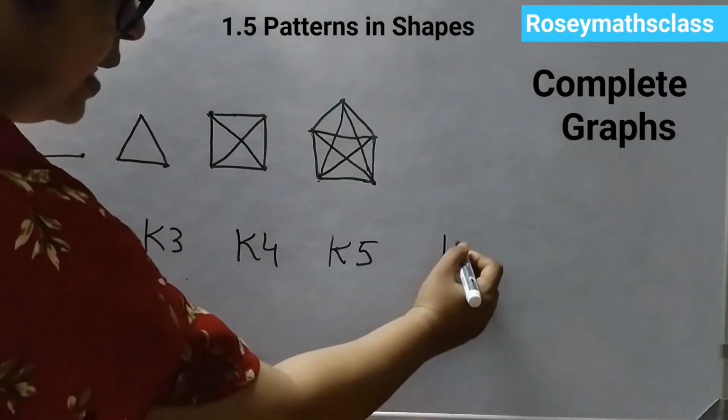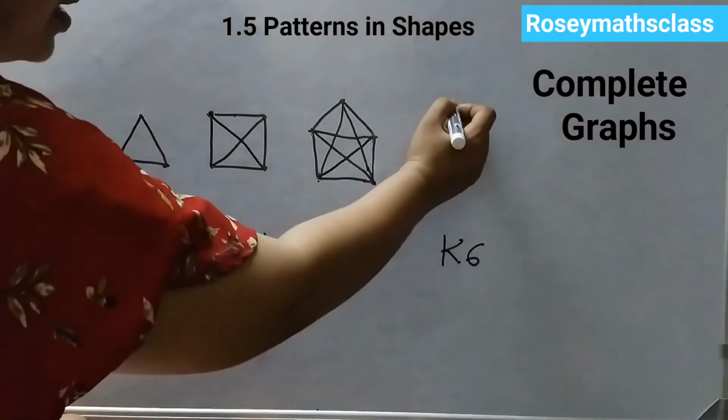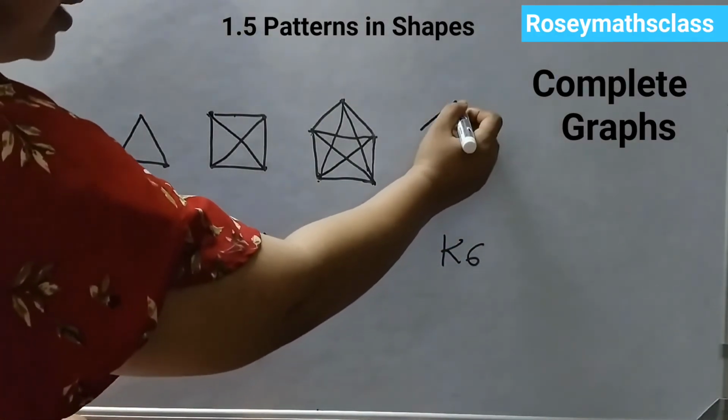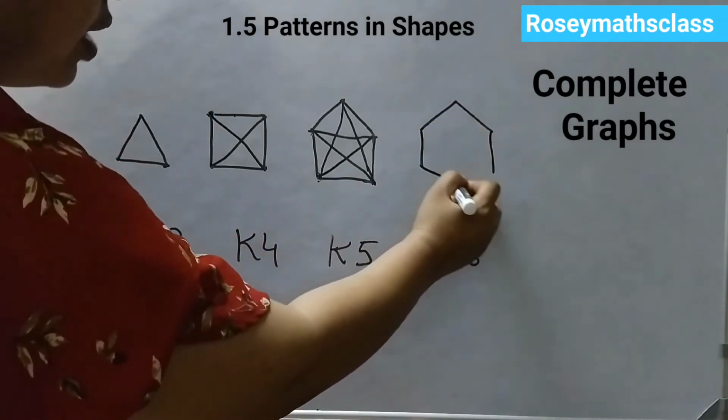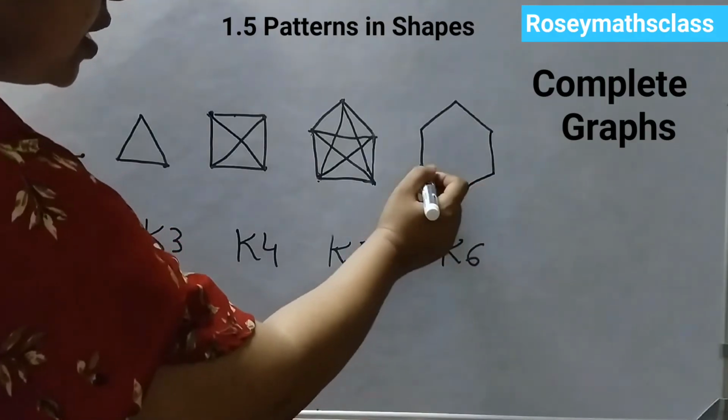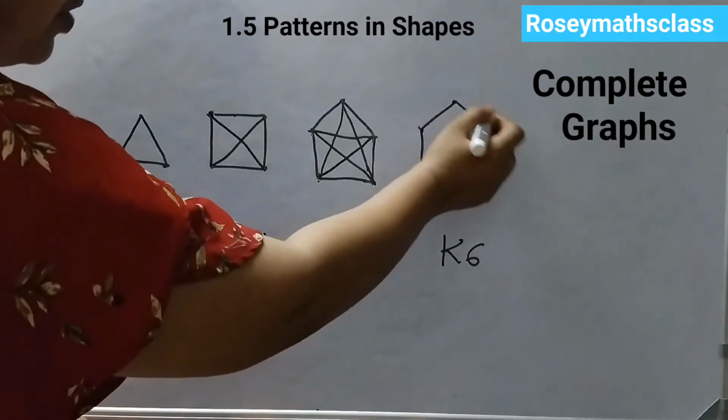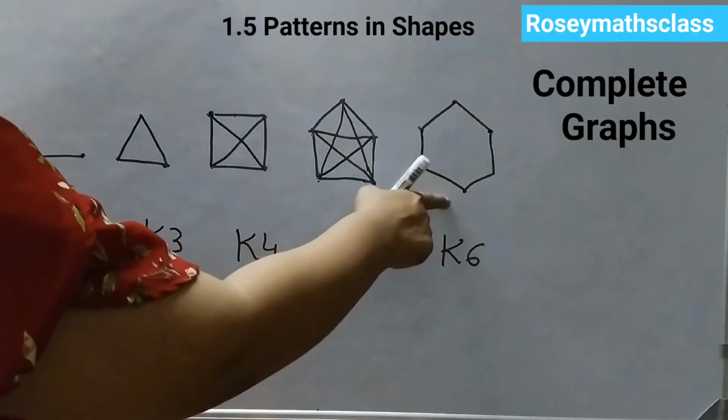Okay. K6. 6 dots. So we can draw a hexagon. 1, 2, 3, 4, 5, 6. These are the 6 dots. And each of this should be connected to the other 5.